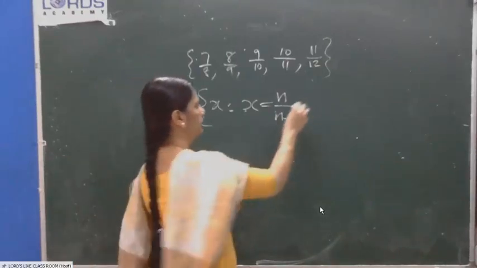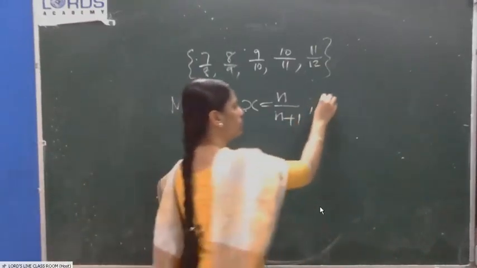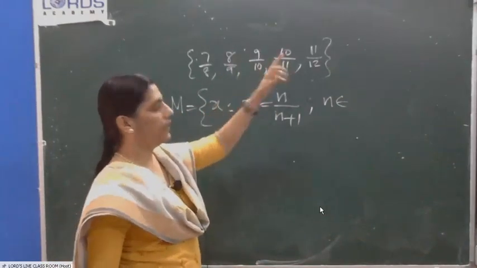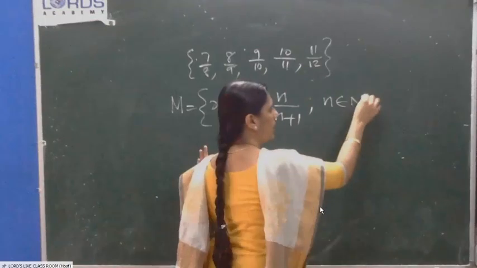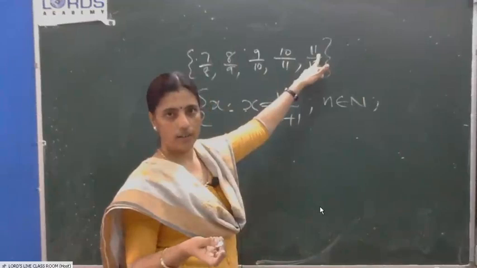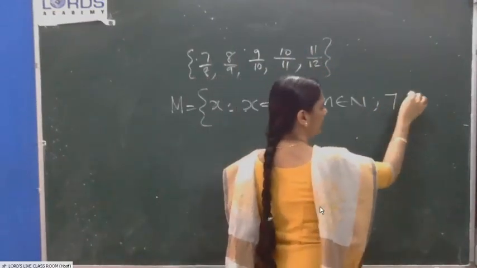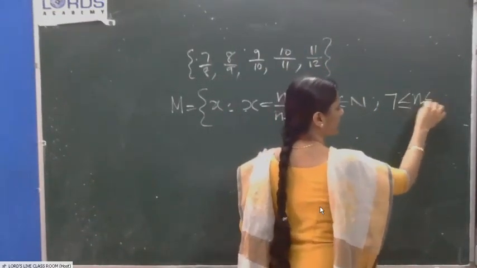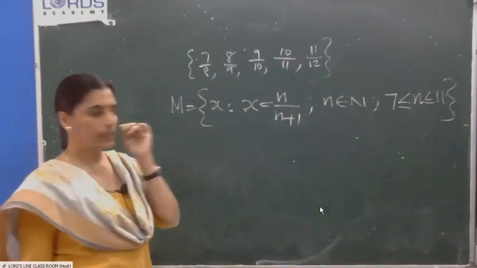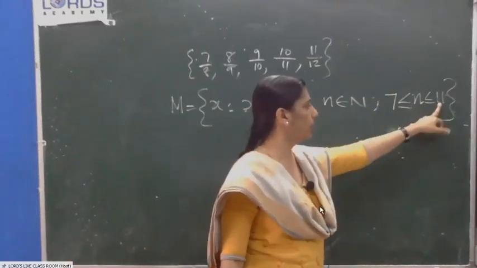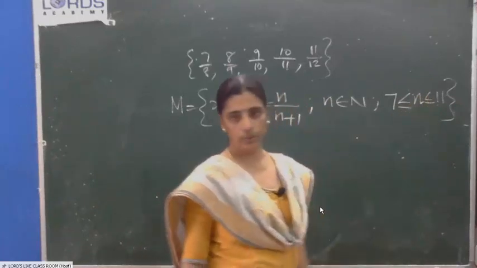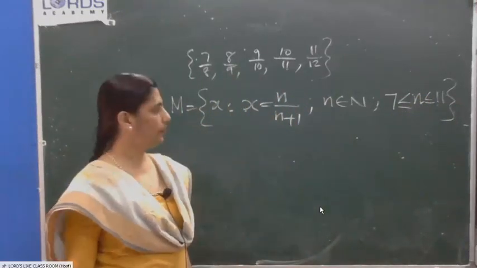But what else will you write? N belongs to natural numbers. This 7, 8, 9, 10, everything comes from natural numbers, but not all natural numbers, only 7 to 11. So you write 7 less than or equal to n less than or equal to 11. Is it clear? 7 and 11 both should be included. That's why I wrote less than or equal to. Okay, clear?